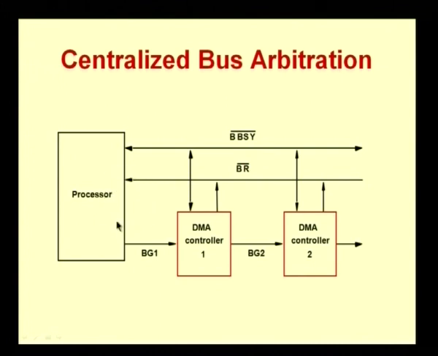and then in response to the bus request signal, if the arbiter decides that the bus can be granted to one of these DMA controllers, then it puts out what is called the bus grant signal. You can see that there is a BG1 signal which is coming out from the bus grant from the processor, and this is given to the DMA controller 1.